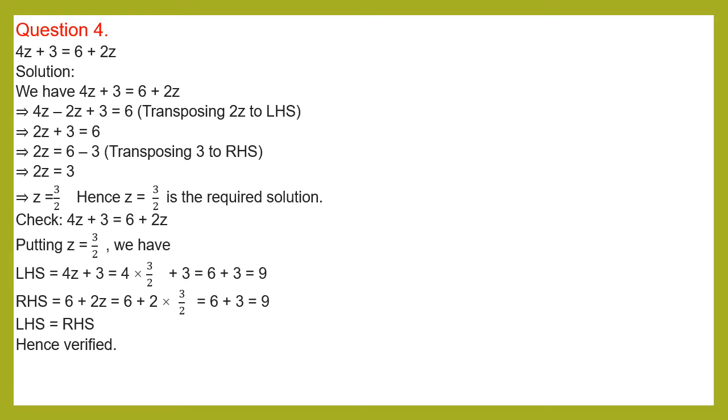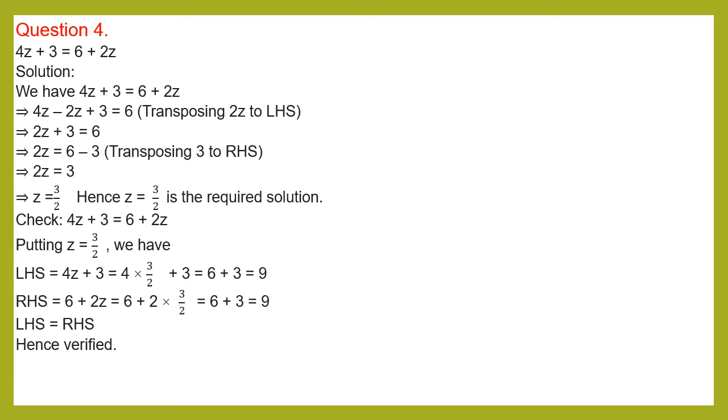Here 4z is the greater term and it has a positive sign, so plus 2z, plus 3 is written as it is, equal to 6. If we transpose this plus 3 to the RHS, it becomes minus 3. So 2z equals 6 minus 3. In 6, 3 goes, we'll get 3. So 2z equals 3. Z equals 3 by 2 is the answer. Hence, z equals 3 by 2 is the required solution, children.